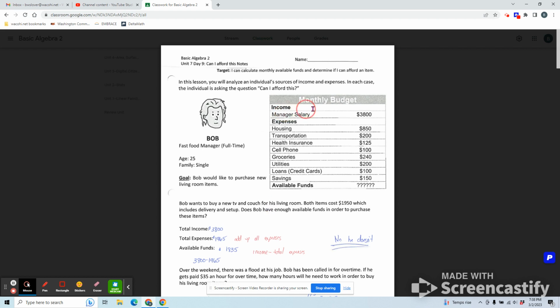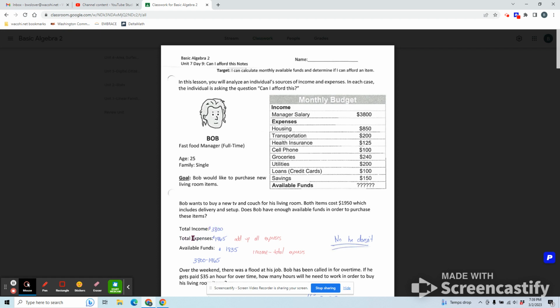So here's his income. And this is per month. So this is what Bob is trying to stick to spending each month. Okay, he wants to know how much extra money he's going to have if he's sticking to this budget. So his total income is $3,800. That's what his monthly salary is.